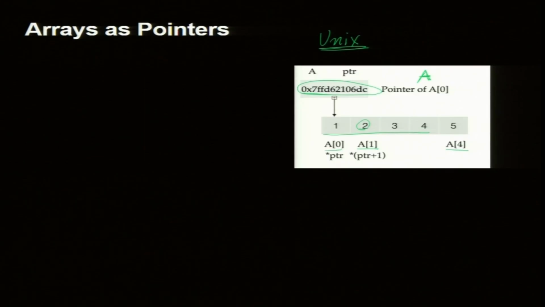When I say A, it is a pointer to this. The value of A is this address, or you can get a pointer to A0. A0 is a number, right? A0 is right now the number 1. If I ask for the pointer to A0, that will be the same address. And once I have the pointer, I can get the content of the pointer. How do I get the content of a pointer? Star. So, star ptr will give me 1, the content inside.